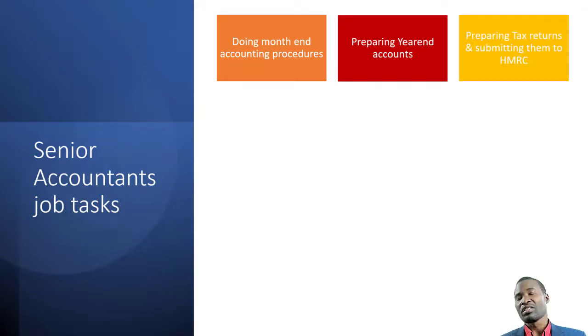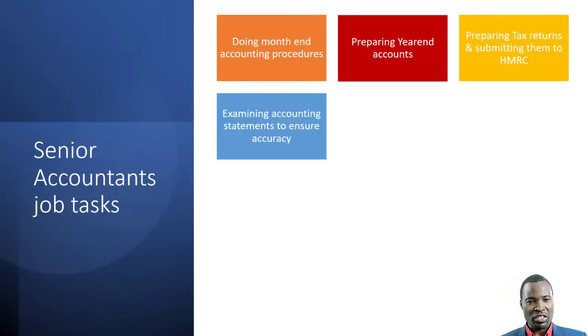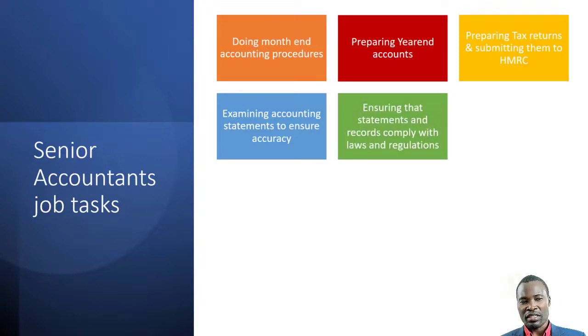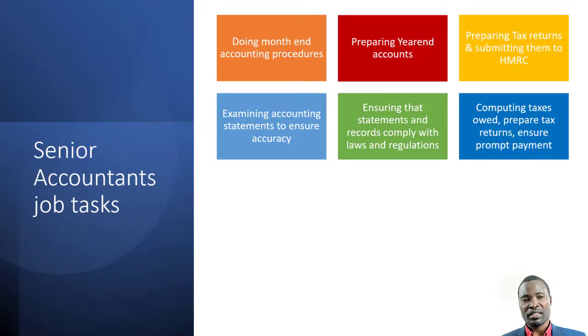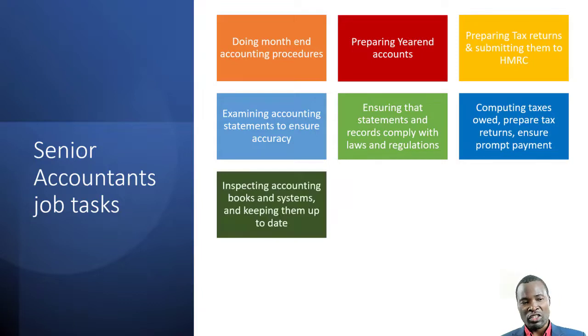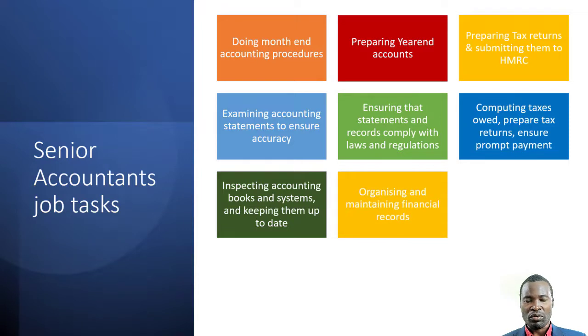You prepare tax returns and submit them to Companies House and HMRC. You examine accounting records and statements and make sure that they are accurate. You ensure that statements and records comply with laws and regulations. You also compute taxes owed, prepare tax returns, ensure prompt payments, inspect accounting books and systems, making sure that they're kept up to date. You organize and maintain financial records.